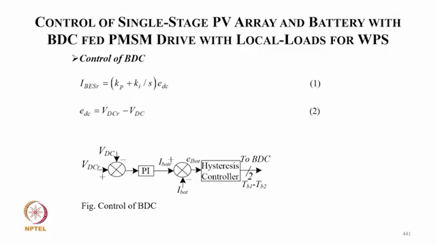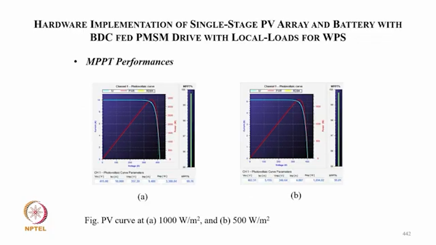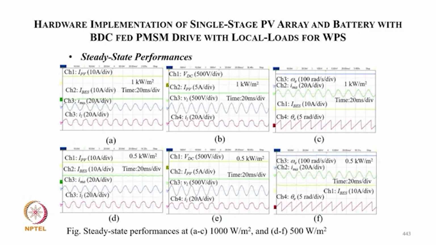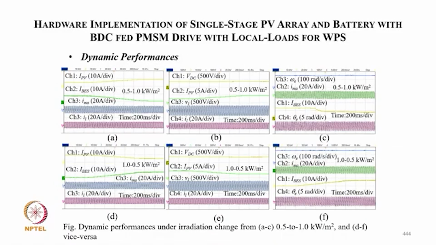Now control of this buck boost converter. The outer loop, the DC voltage loop, will be controlled by the battery, and the inner control will be the battery current. And these are of course the segmental waveforms for MPPT of the solar array at 1000 watt per meter square and 500 watt per meter square. And these are typically the total performance of the PV array current, battery current, motor current, and the load current, and then the position in the last, and accordingly load voltage, load current. And this is during the solar insolation typically increase as well as solar insolation decrease.